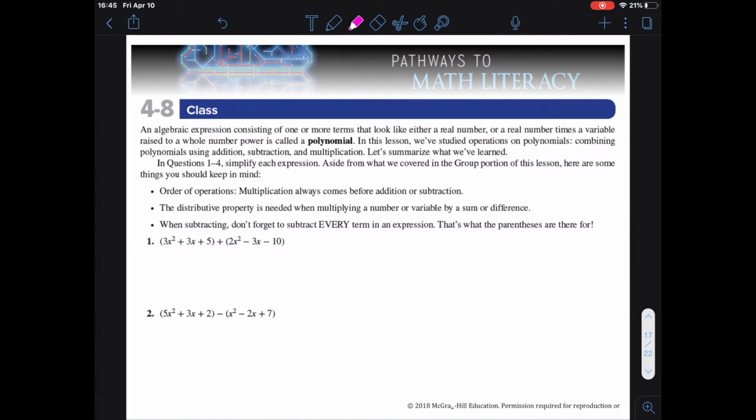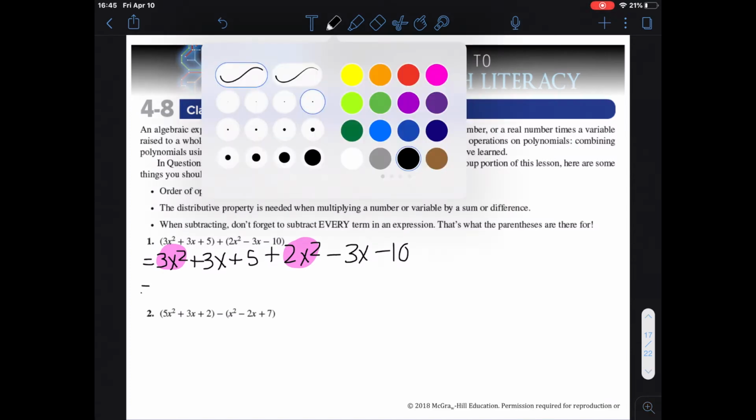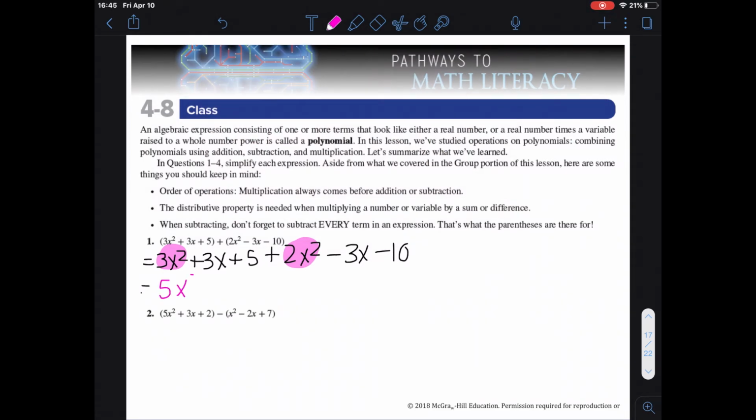So let's get some practice. Let's simplify each expression and remember our order of operations, the distributive property, and when you're subtracting one expression, that minus sign has to distribute out. So in this case, when we're adding these two terms, that plus sign really doesn't do anything. Everything in the second expression stays the same. So now we want to group the like pieces. We have 3x squared. We're adding 2 more of them. So in total, we have 5x squared.